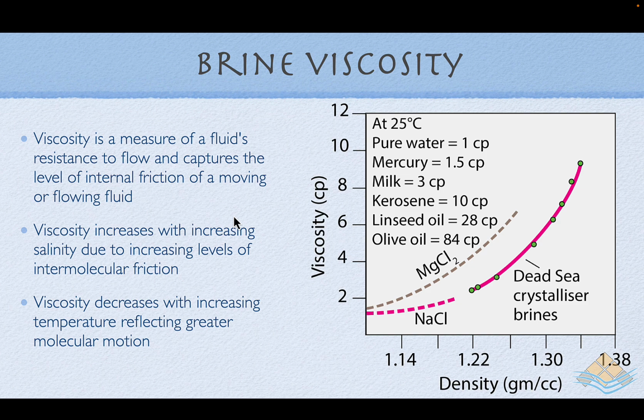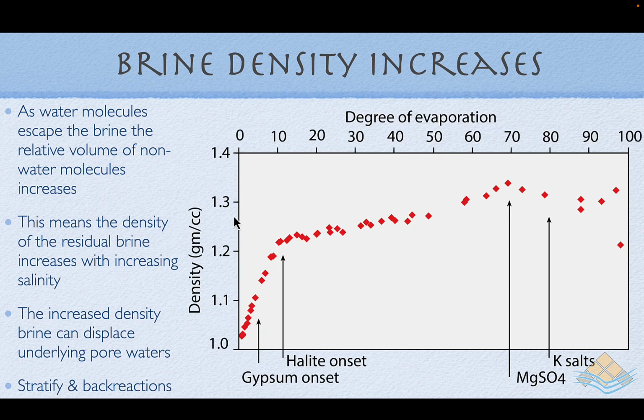Perhaps the most important factor that we look at in a brine is the density of that brine. As we concentrate any brine, its density increases. In other words, the water molecules are escaping, and so the relative volume of the non-water molecules, the cations and the anions left behind in that brine, are increasing, so the density is increasing as the degree of evaporation is increasing. So this plot is for seawater.